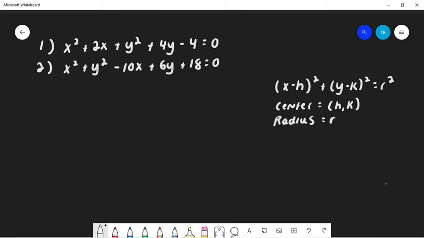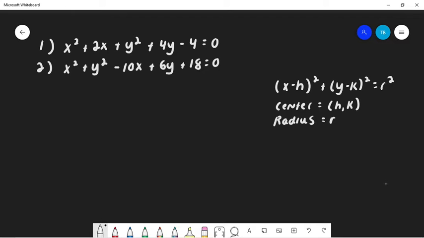Today we are going to learn how to rewrite the equation of a circle in standard form and then identify the center and the radius of the circle. You'll remember that the standard form of the equation of a circle is (x − h)² + (y − k)² = r², where the center of the circle is (h, k) and the radius is r.